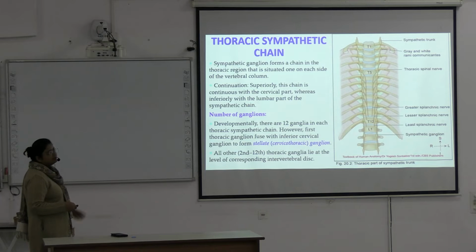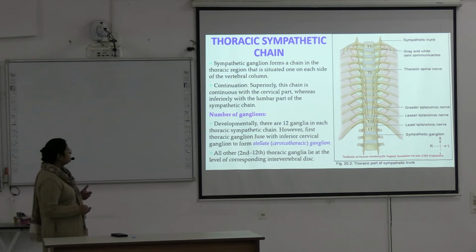Next is thoracic. Here we are mainly discussing the thoracic sympathetic chain. The sympathetic ganglia form a chain in the thoracic region, situated one on each side of the vertebral column. Superiorly this chain is continuous with the cervical part, whereas inferiorly it is continuous with the lumbar part of the sympathetic chain. How many ganglia are present? Developmentally, there are 12 ganglia in each thoracic sympathetic chain. 12 vertebrae, 12 nerves, so 12 ganglia are present.